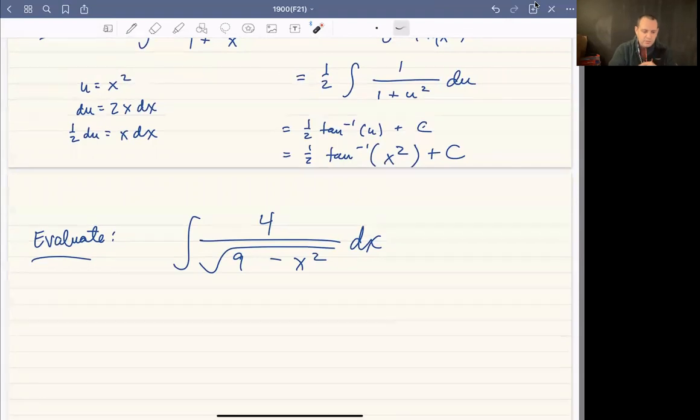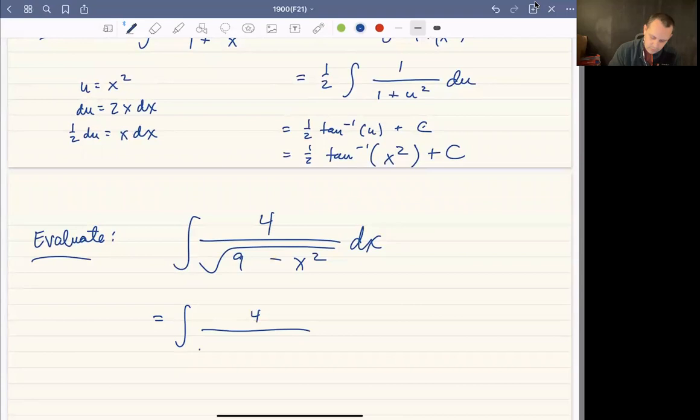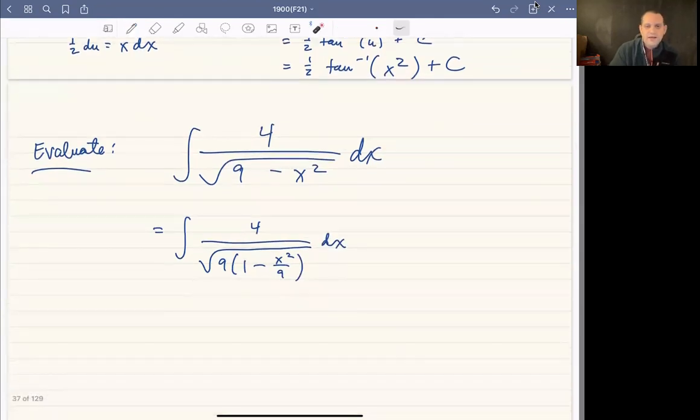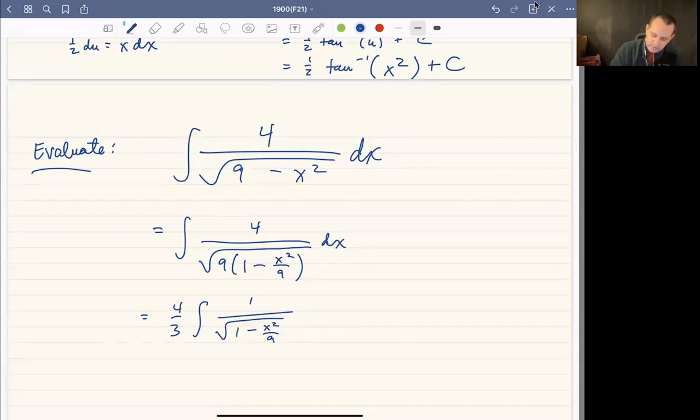And so what we're going to do is make it a 1. What I mean by that is we're going to factor out a 9 from inside the square root. So we're going to factor out a 9. We'll be left with 1 minus x squared over 9. And then we can bring the constants outside the integral. So we can bring out the 4. We can bring out the square root of 9. So altogether, that'll be 4/3 times the integral of 1 over the square root of 1 minus x squared over 9.